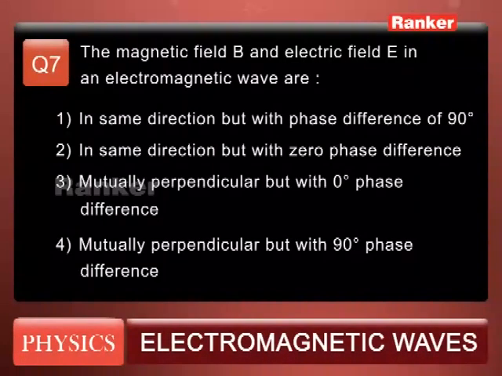Question number 7. The magnetic field B and electric field E in electromagnetic waves are? The first option, in the same direction but with a phase difference of 90 degrees. Second option, in the same direction but with zero phase difference. Third, mutually perpendicular but with zero phase difference. And the fourth, mutually perpendicular but with 90 degree phase difference.